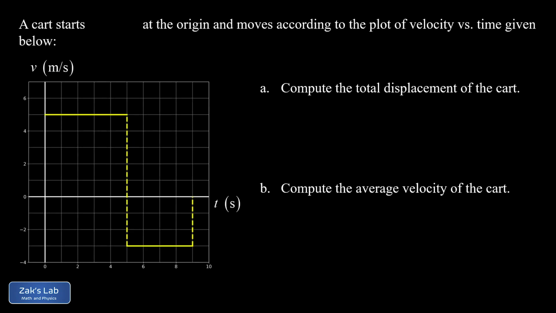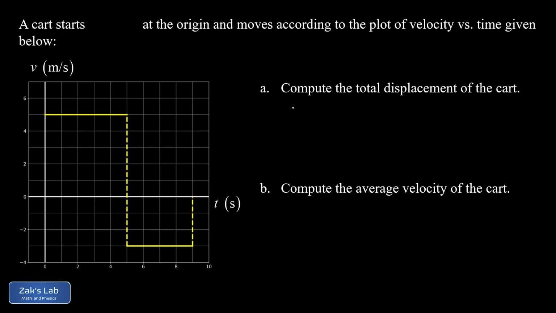In this problem, we're told that we have a cart that started at the origin and then it moves according to this given velocity time graph. If we look at this velocity time graph, again, the vertical units there will be meters per second. We can see that the car is moving at 5 meters per second for the first 5 seconds, and then it suddenly switches to moving in the negative direction, and it's moving negative 3 meters per second for 4 seconds.